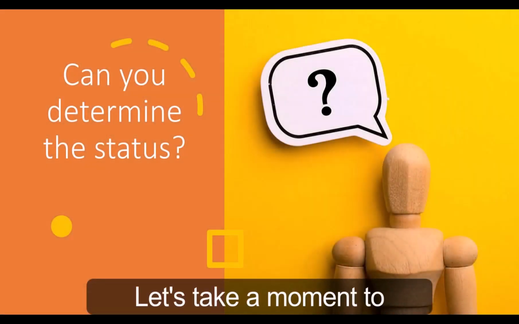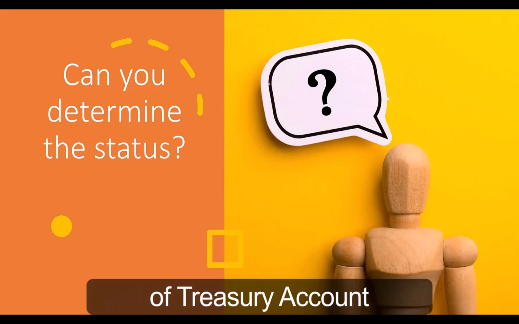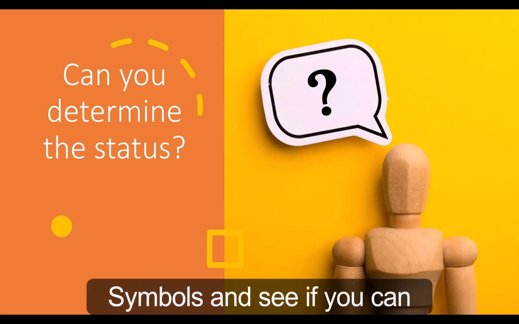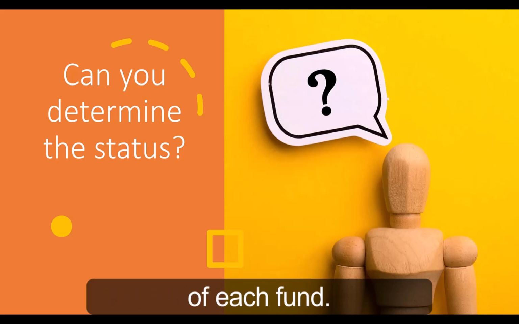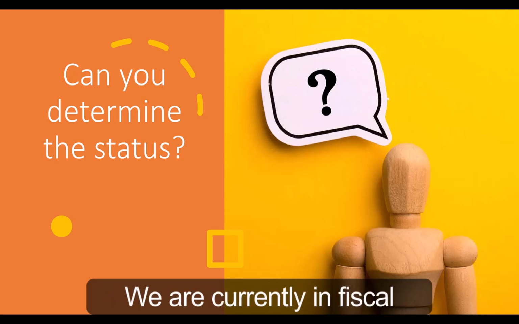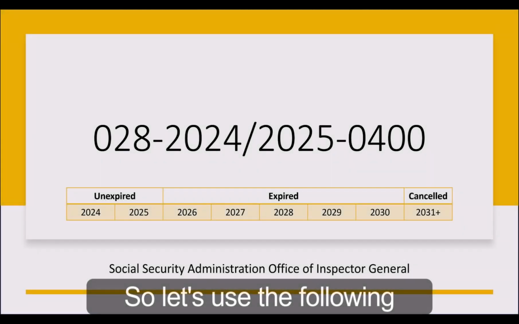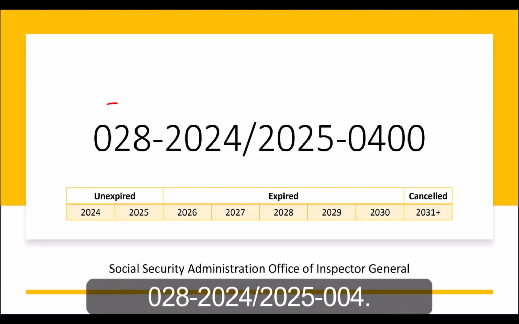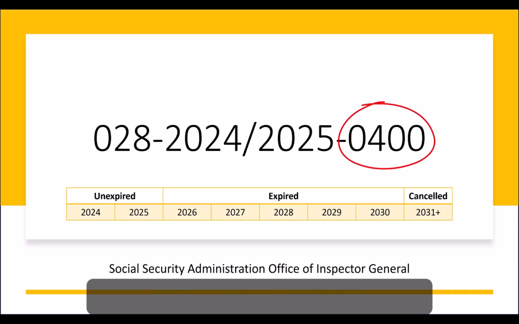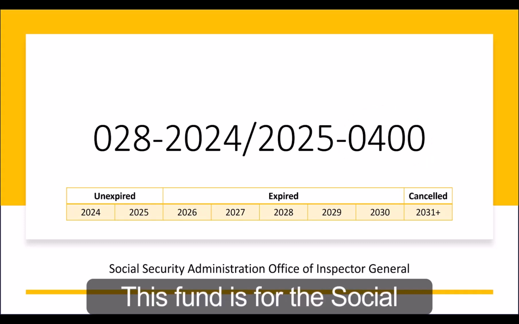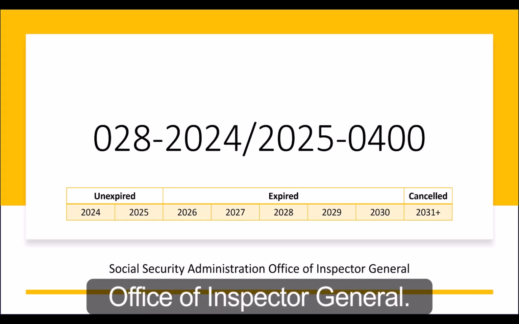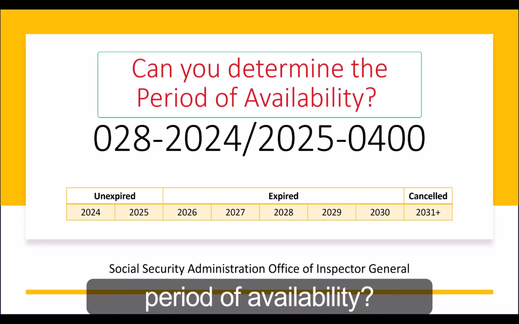Let's take a moment to provide some real examples of Treasury account symbols and see if you can determine the current status of each fund. We are currently in fiscal year 2024 for these exercises. So let's use the following Treasury account symbol, 028-2024/2025-0004. This fund is for the Social Security Administration Office of Inspector General. Can you determine the period of availability?